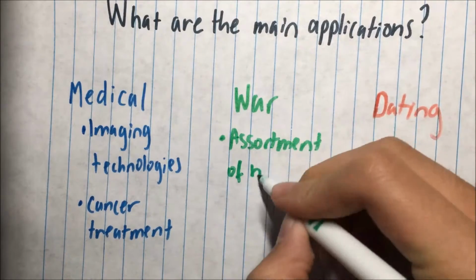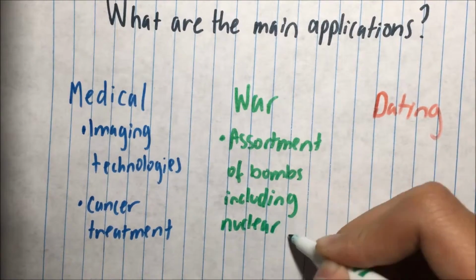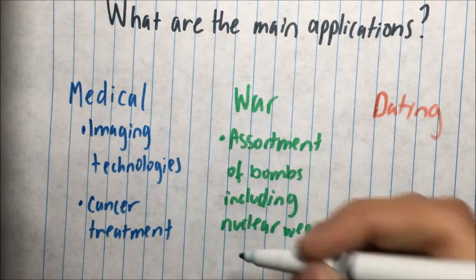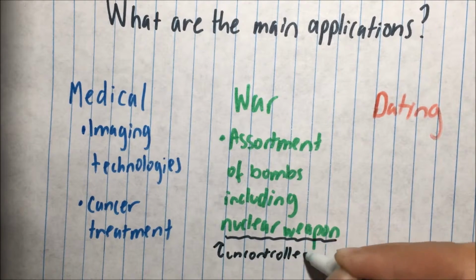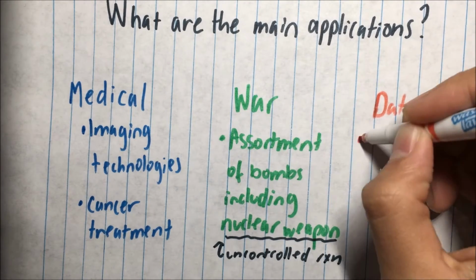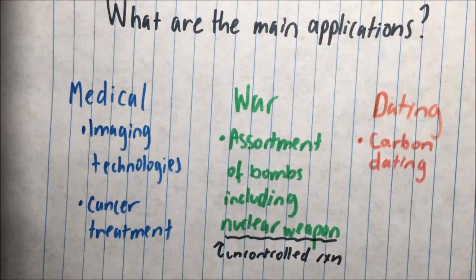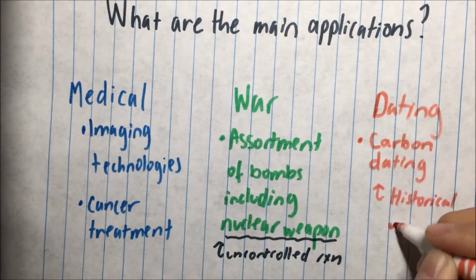War is the assortment of bombs including the nuclear weapon, which is an uncontrolled reaction, unlike nuclear power plants. And then dating. Carbon dating has a lot of historical use.